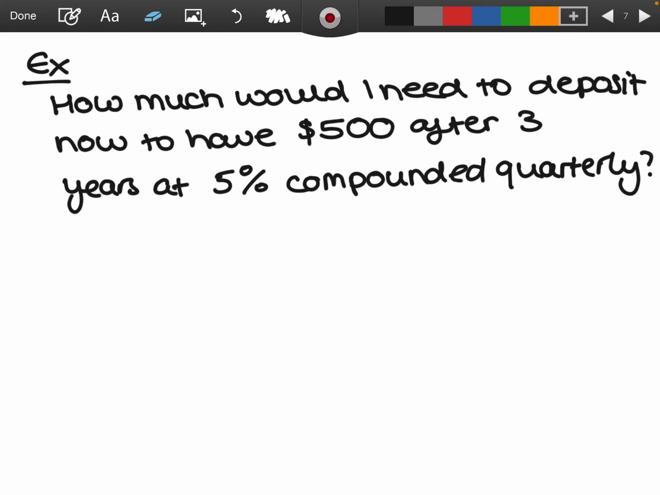So in my next example, I'm actually going to try to find the present value given the future value. So I'm trying to find the principal amount that I need to put into an account in order to have a certain amount after a certain amount of time. So I'm trying to find how much I would need to put into an account right now if after 3 years I want $500 in that account and that account accrues 5% compounded quarterly. So let's go ahead and write out our equation and see what we do know and what we don't know.